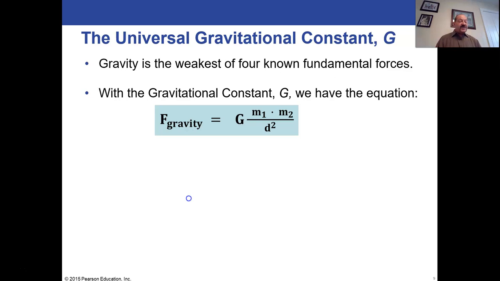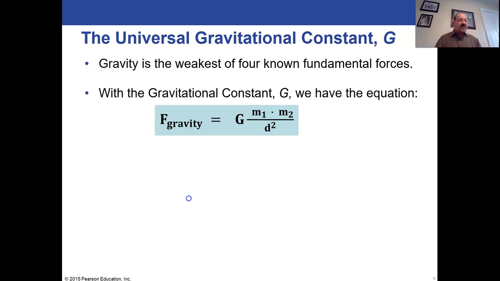So if we take the proportionalities that we already looked at earlier, where the force of gravity is proportional to mass 1, proportional to mass 2, and inversely proportional to the distance between their centers squared, we have everything in the formula except a constant, so that we turn what's proportional into what's equal. That constant just fixes the proportionality so it's exactly equal.